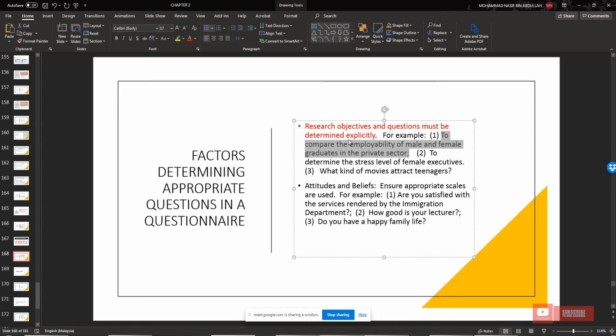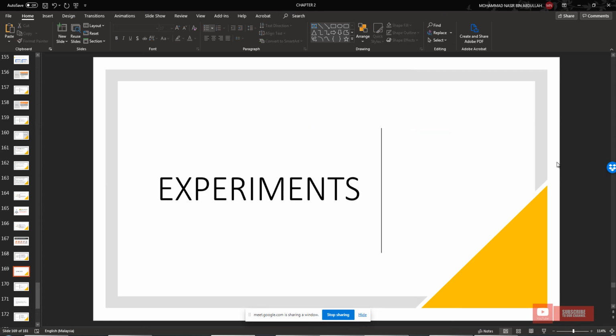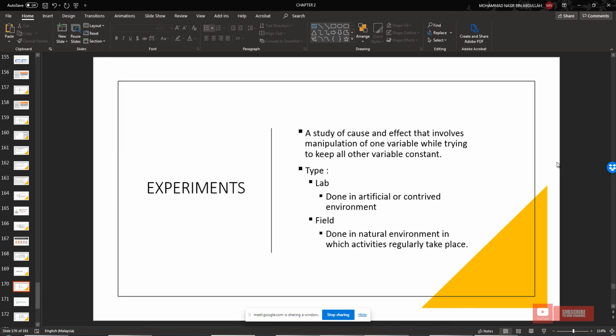Whether you want to measure the employability rate or non-employability rate. So if you want to measure the satisfaction with employability, right? So you need to determine this before you start designing the questionnaire, right? So I think that's all for survey research, right? And this is an experiment, data collection for experiment.